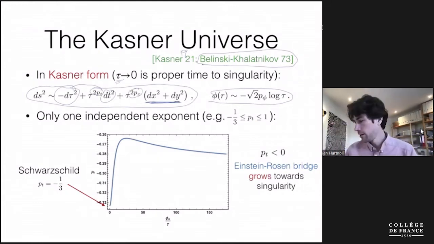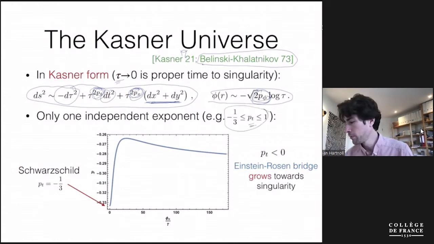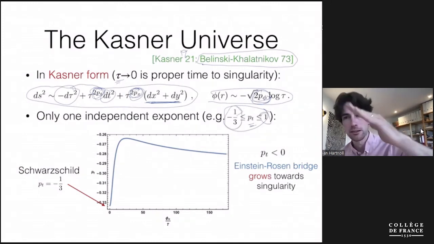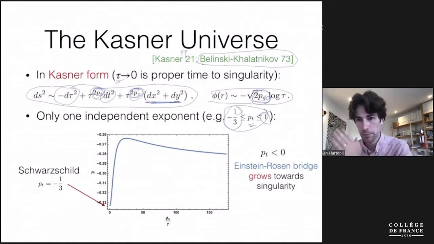And these exponents, p_t, p_x, and p_phi are related by some algebraic relations. And so there's only one free exponent, which we can think of as p_t. And so this exponent p_t has to go between -1/3 and 1. -1/3 is the Schwarzschild singularity, and 1 is like a Rindler. It's not a singularity. It's null. It becomes null.